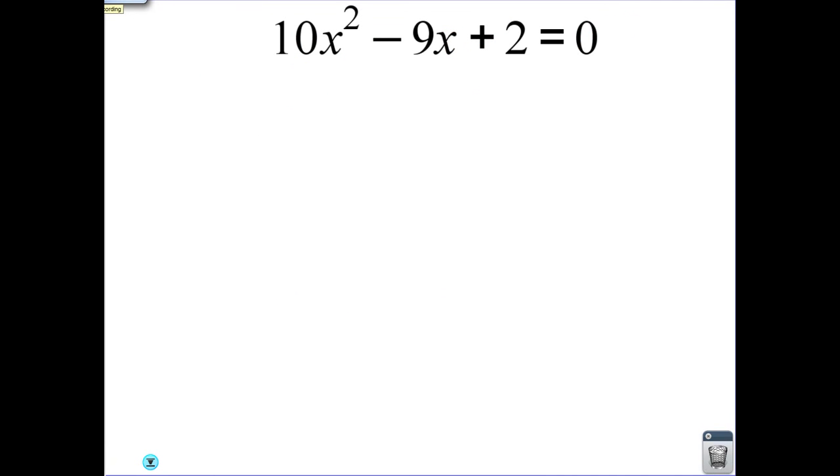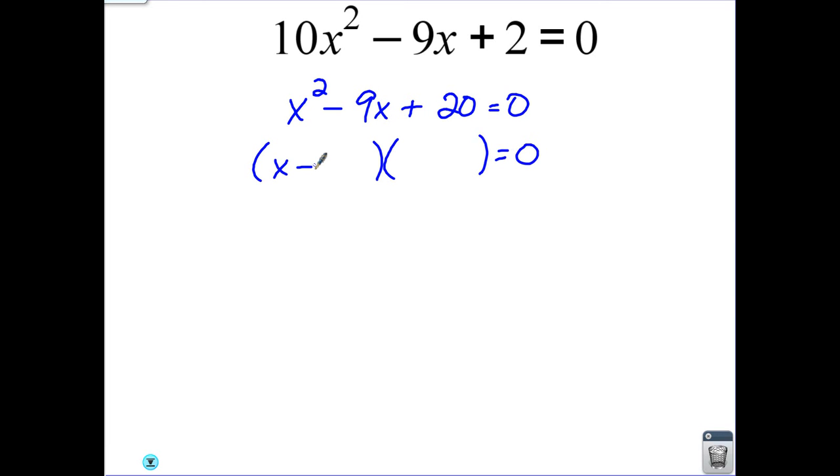Here we go. 10x squared minus 9x plus 2. Brianna, one more time. What do we do first? And it became x squared minus 9x plus 20 equals 0. Good. Next, we're going to factor that. Megan, x squared minus 9x plus 20 factored into first x minus 5 and x minus 4. And then you divided by the 10. You went into that next step. Since you moved 10, you've got to divide by 10.